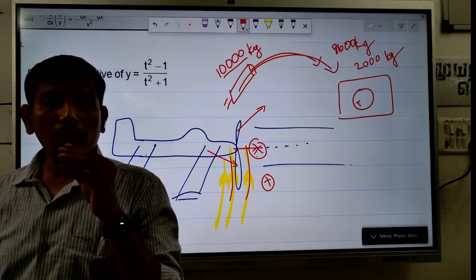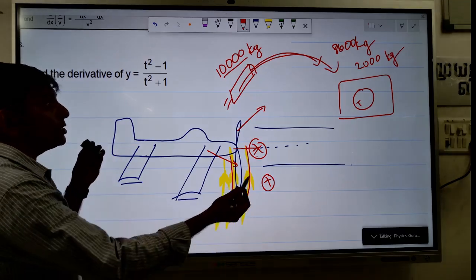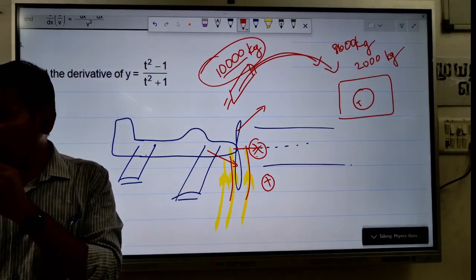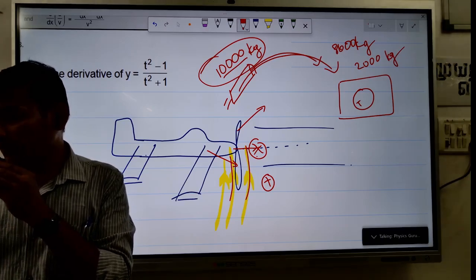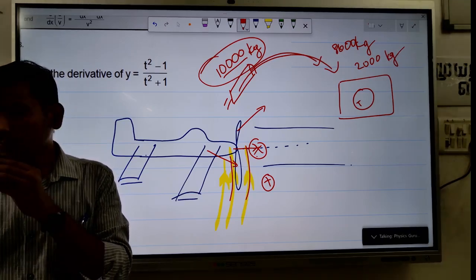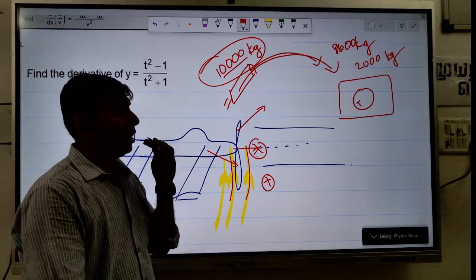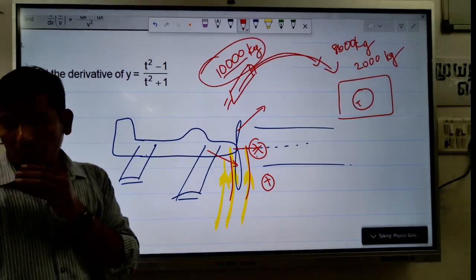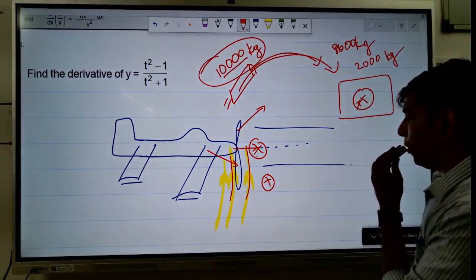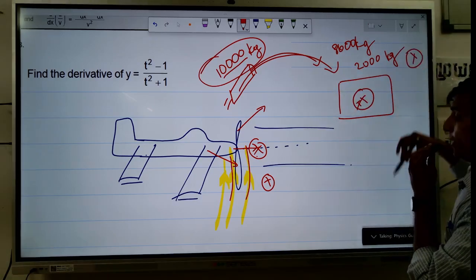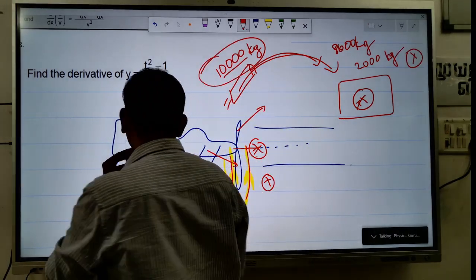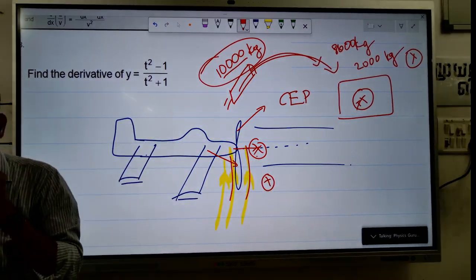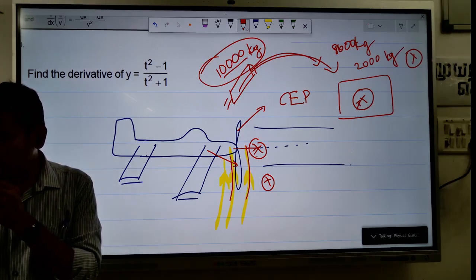Imagine that you have heavy winds. Winds may not affect a 10,000 kilogram body, but they can very well affect a 2,000 kilogram body. Right or wrong? Right or wrong? Suppose you don't calculate winds at that speed, instead of this missile falling at this point, it will go and fall elsewhere. Am I right? We call it what? CEP. Circular error probable.